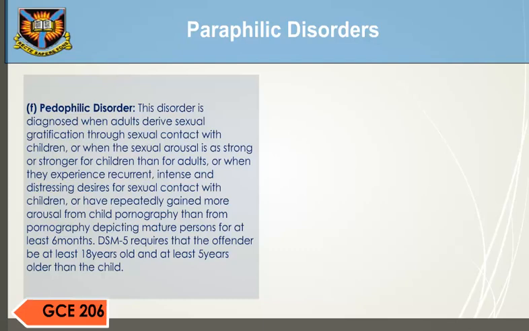This disorder is diagnosed when adults derive sexual gratification through sexual contact with children, or when the sexual arousal is as strong or stronger for children than for adults, or when they experience recurrent, intense, and distressing desires for sexual contact with children, or have repeatedly gained more arousal from child pornography than from pornography depicting mature persons for at least 6 months. DSM requires that the offender be at least 18 years old, or at least 5 years older than the child.